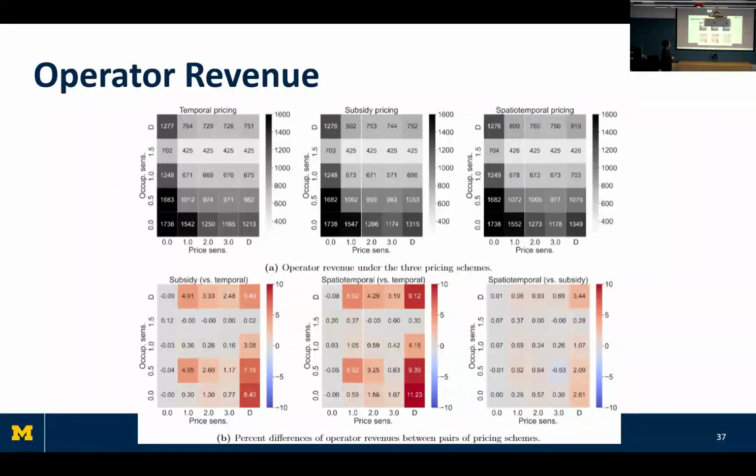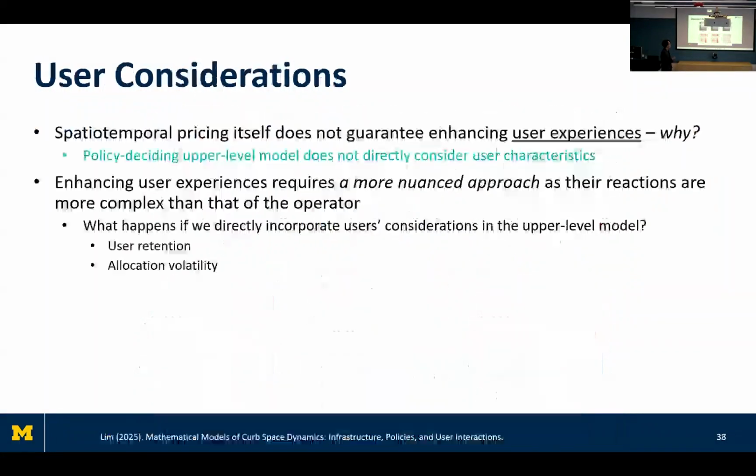You can see these three heat maps are showing the utility or the operator's revenue when you have temporal pricing, subsidy pricing, and spatial temporal pricing. And the bottom ones are comparing the pairs of them. The red shows an increase in the attribute that we're comparing. When we have a more relaxed pricing scheme, the utility will always go up, shown in red. So that's one advantage.